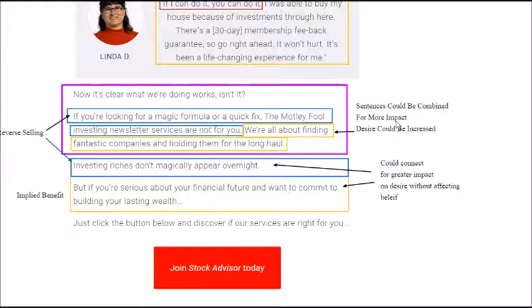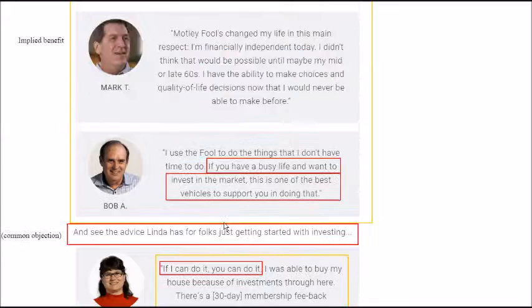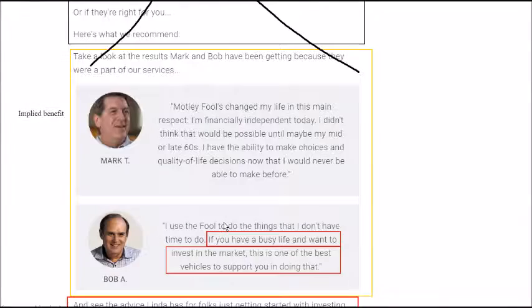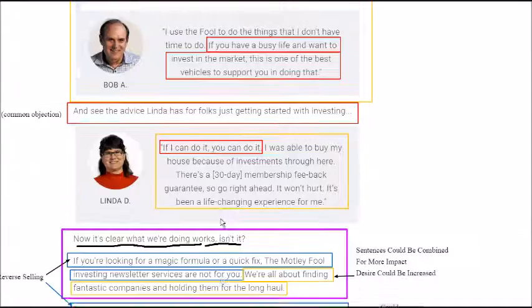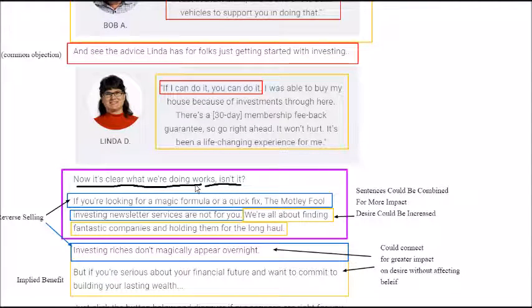Sentences could be combined for more impact. Desire could be increased. First of all, I'm going to point out this. This is a yes or no question. "Now it's clear what we're doing works, isn't it?" No, it is not clear. Like, what if somebody didn't believe this?